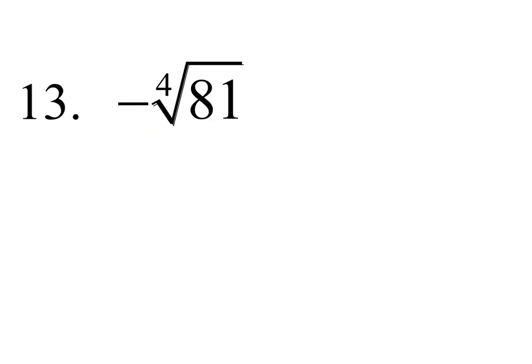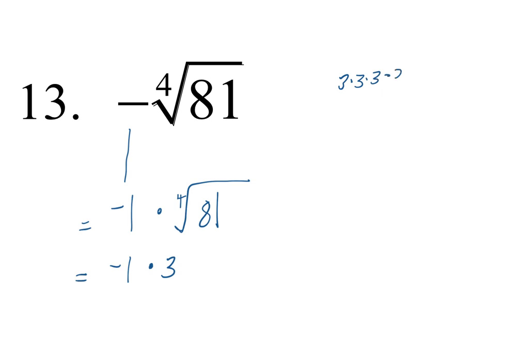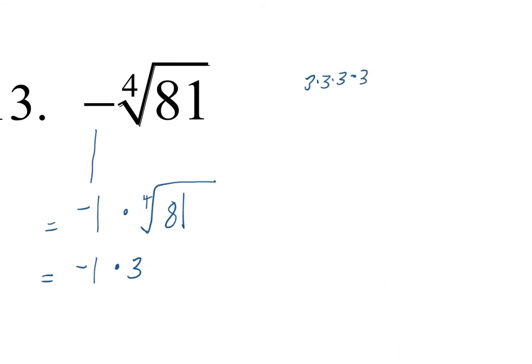On number 13, you have a negative, so that kind of comes down. This is basically saying negative 1 times the fourth root of 81. And the fourth root of 81, we can do that in our calculator, but that is 3, and so that means 3 times 3 times 3 times 3 is 81. So the fourth root of 81 was that 3, and now we just had that negative out front, so we'll say negative 1 times 3 is negative 3.